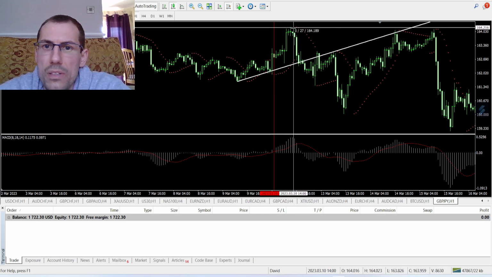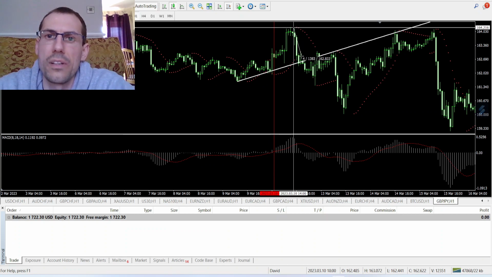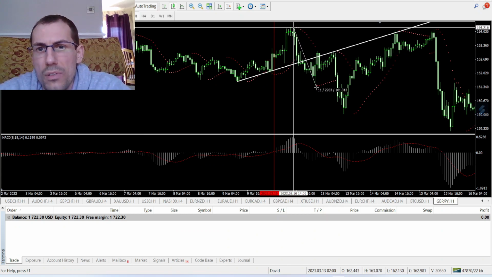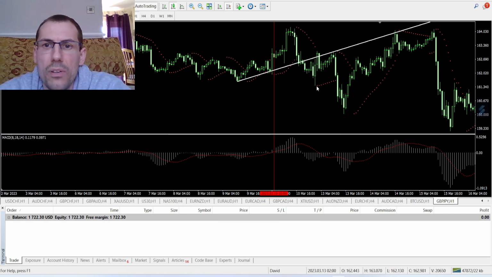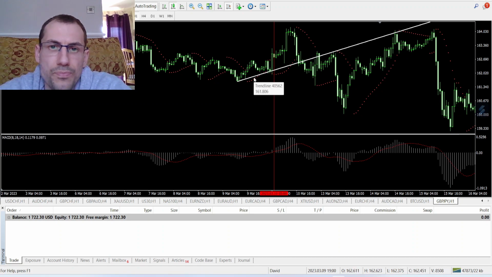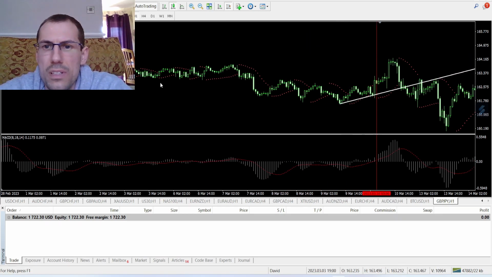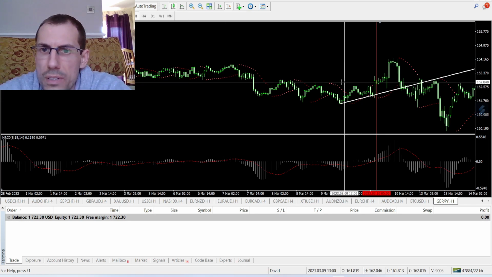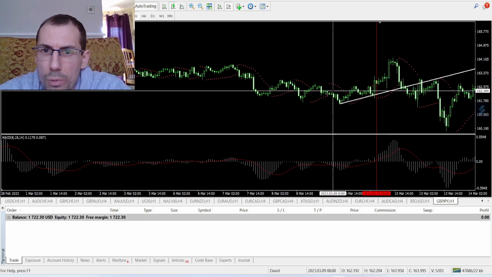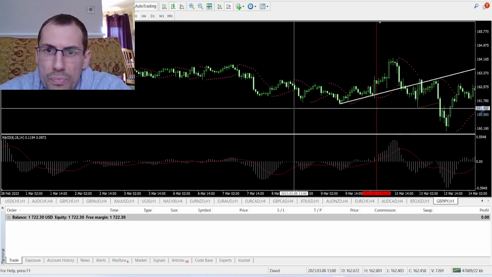Because after the market went in your direction 160 pips, 150 pips, it went against you. So at some point you have to put your stop loss to break even. So let's take a look at another one. Let's find one more, and this is the last one.